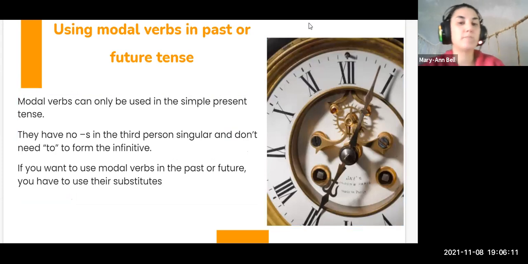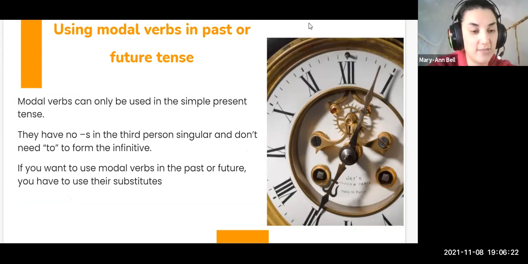So using modal verbs in past or future tense. So modal verbs can only be used in the simple present tense. It's not technically correct because, as I did say, we can use them sometimes in the future. Can be used to talk about the past. Okay, will can certainly be used to talk about the future, but they're not as flexible as our normal verbs. Okay, so normal verbs, we can put them in present continuous, we can put them in the future, present perfect, past perfect. They're super flexible. Modal verbs are not. Okay, so that's why we need these substitutes.